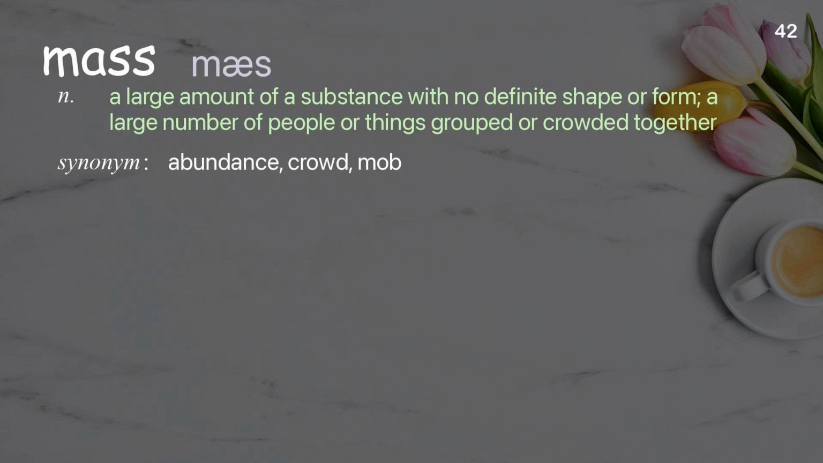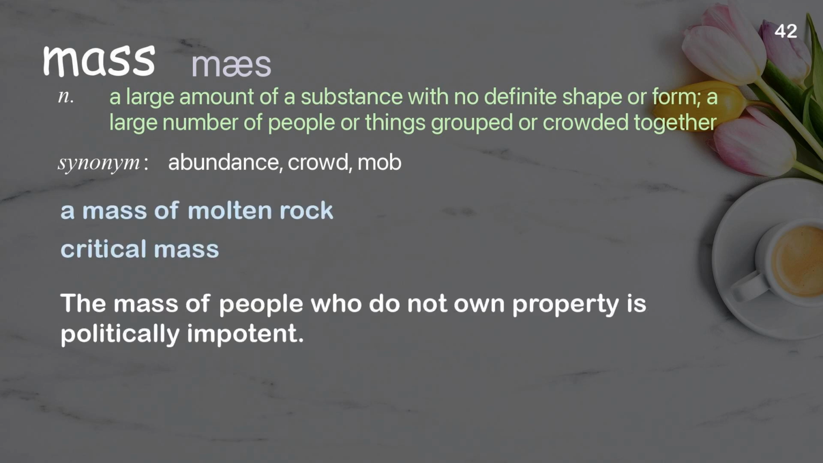Mass: a large amount of a substance with no definite shape or form, a large number of people or things grouped or crowded together. Examples: a mass of molten rock. Critical mass. The mass of people who do not own property is politically impotent.